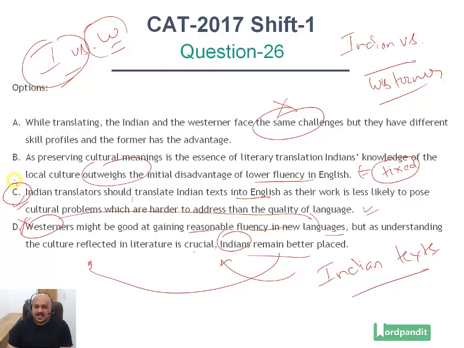As always, if you understand the key meaning of the paragraph, you'll be easily able to identify the correct answer option as well.